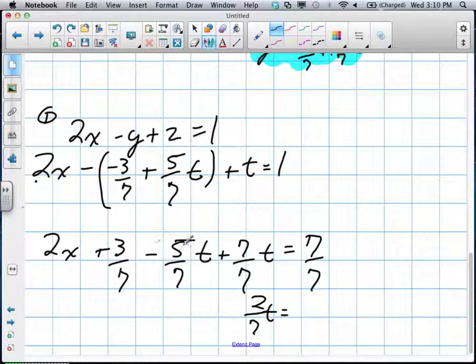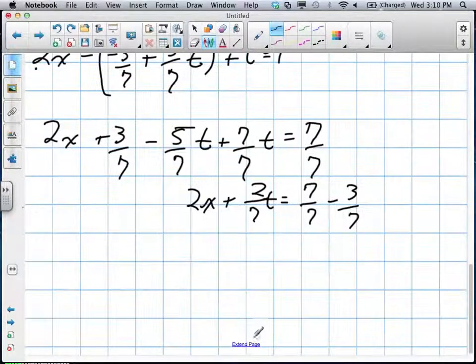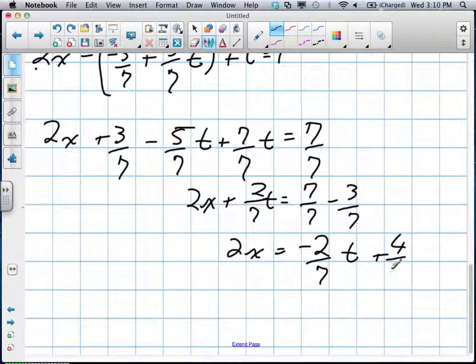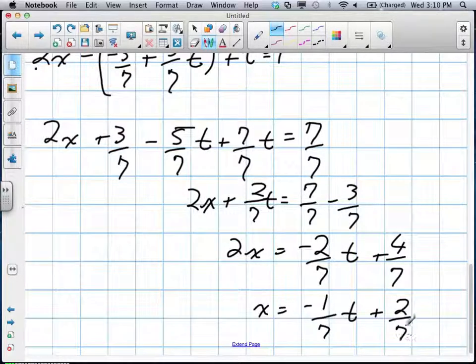And when I bring the 3 over 7 fraction to the other side, it becomes negative. So 7 over 7, subtract 3 over 7. And we still have 2x. We're trying to find x, so x is equal to negative 2 over 7t plus 4 over 7. I can then divide these by 2, and when we do that, it's actually just going to read negative 1 over 7t plus 2 over 7. Okay? I simplified them. It would have really read negative 2 over 14, which is the same as 1 over 7. 4 over 14 is the same as 2 over 7.